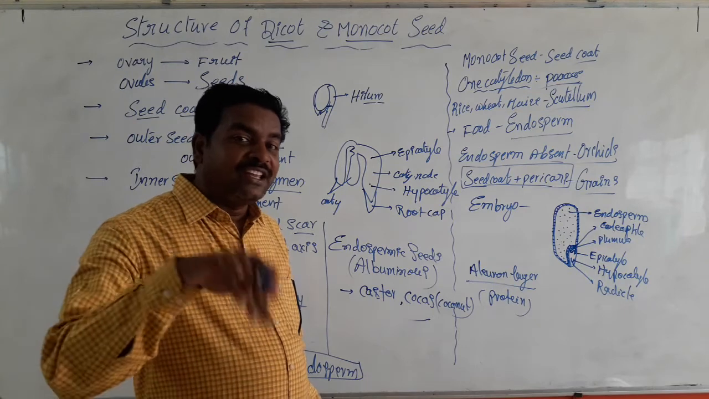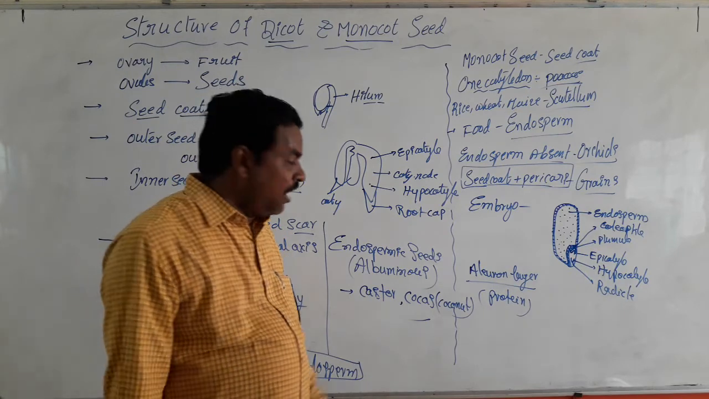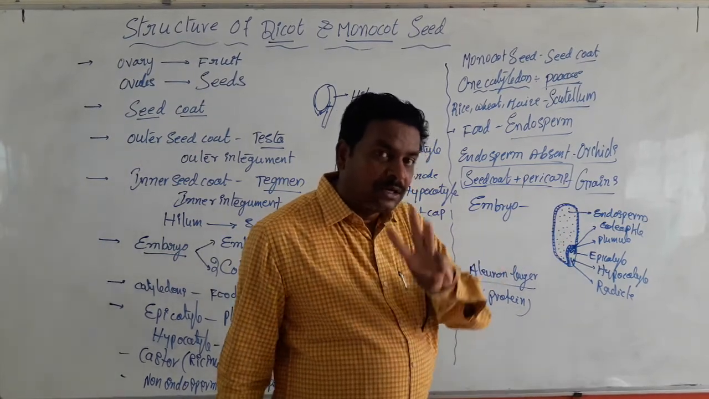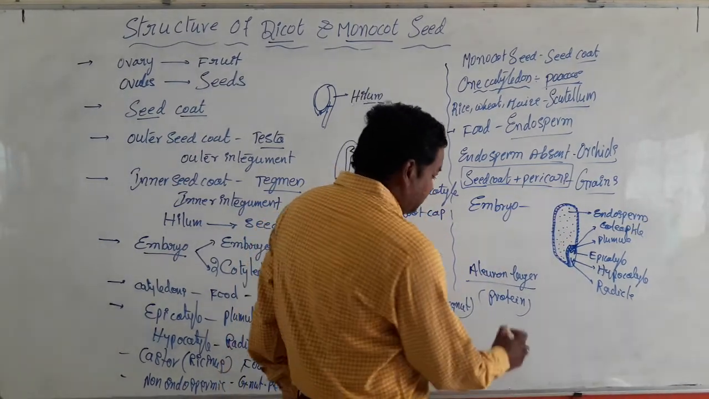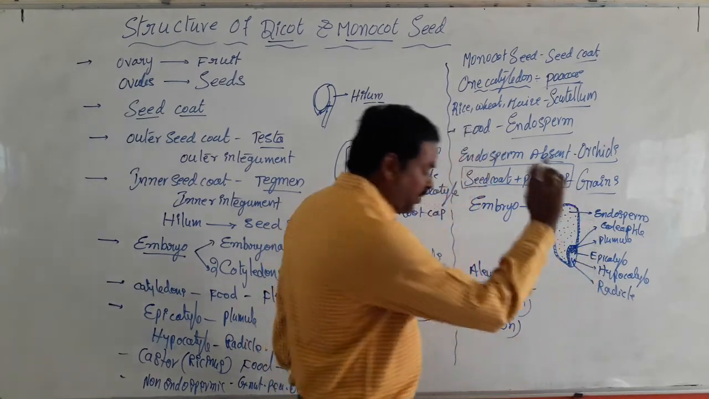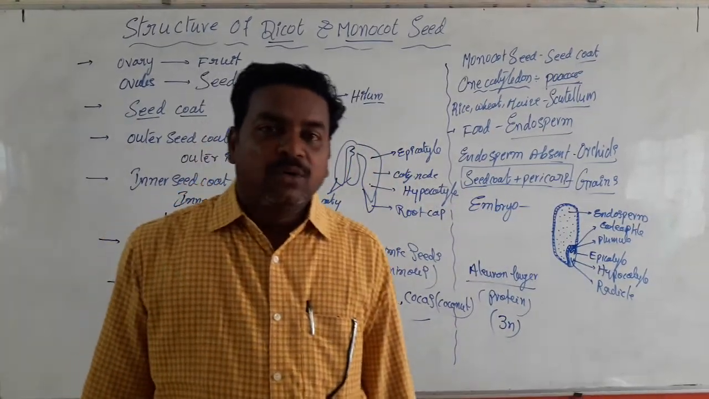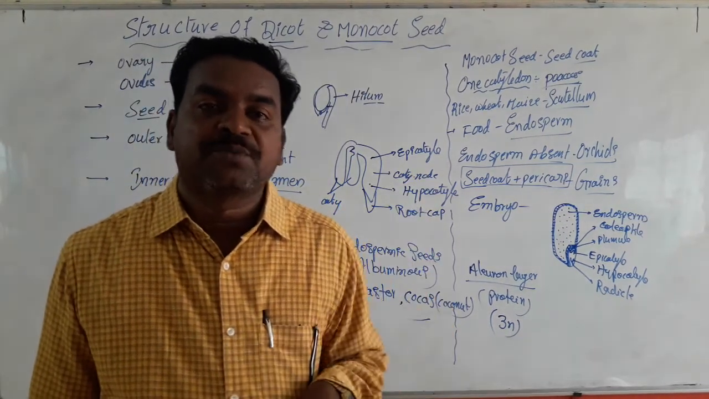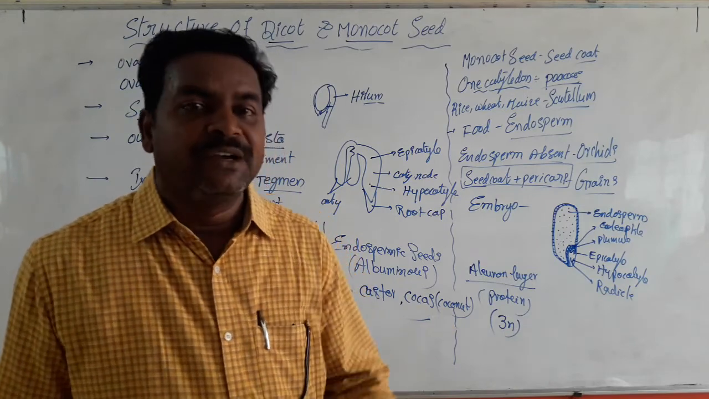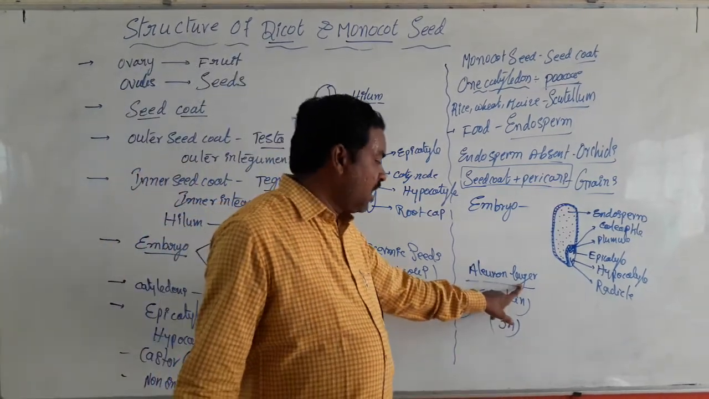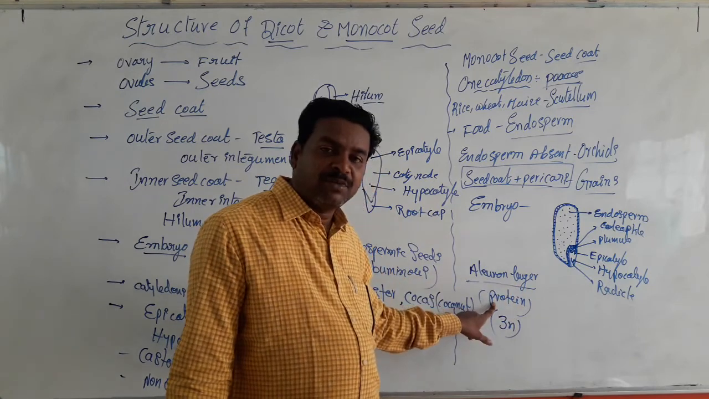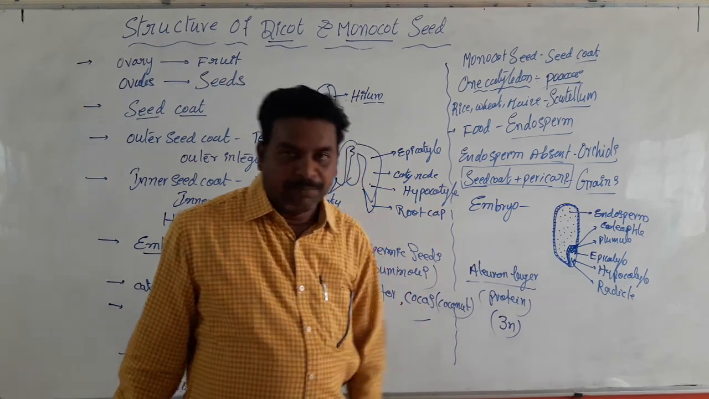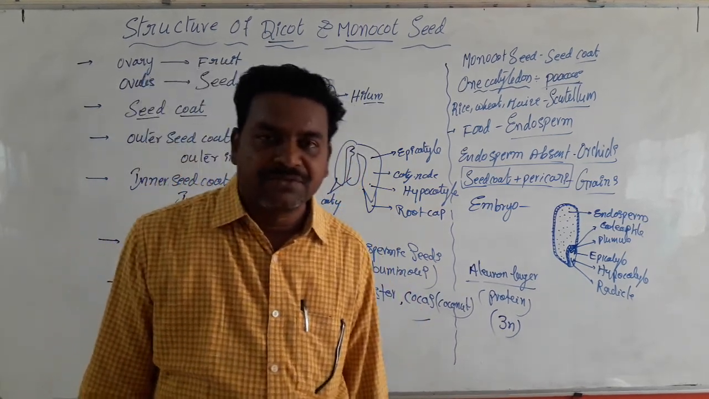But what is the ploidy of the aleurone layer? The aleurone layer is a part of endosperm. But what is the ploidy of endosperm? Triploid. So this is also triploid. So the proteinaceous outer layer of the endosperm that separates the embryo from the endosperm is considered as the aleurone layer. Chemically it is made up of proteins, and the ploidy of this aleurone layer is triploid, because it is a part of endosperm.